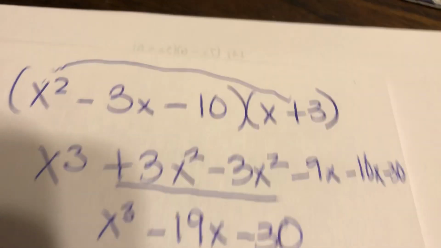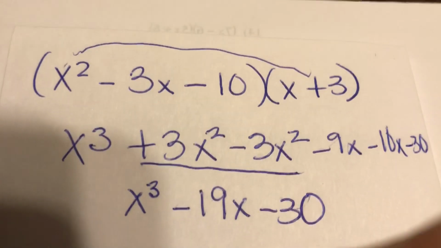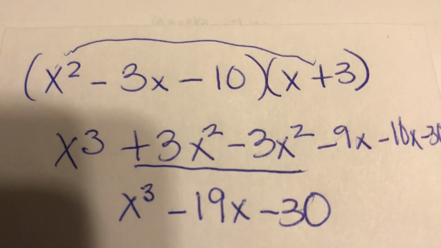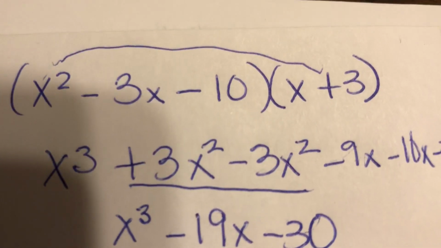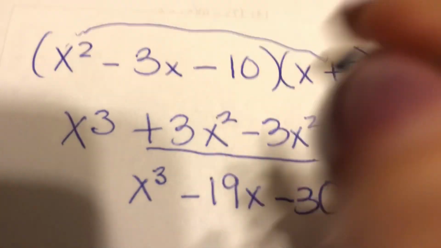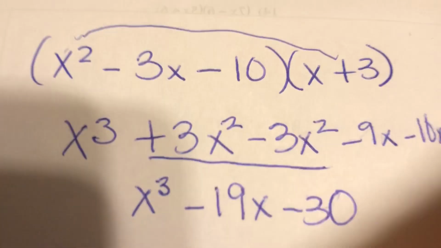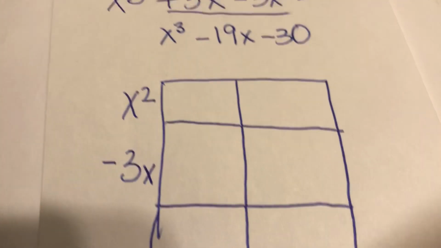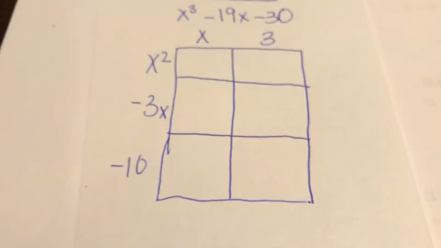Some people didn't like the long line of that. Some people preferred the box method that we did, which is perfectly fine. I like it too. I like the way that it makes the columns for you. So I'm going to have x squared right here. Make sure you keep the signs with it. So that's going to be negative 3x, negative 10, then x, and 3.